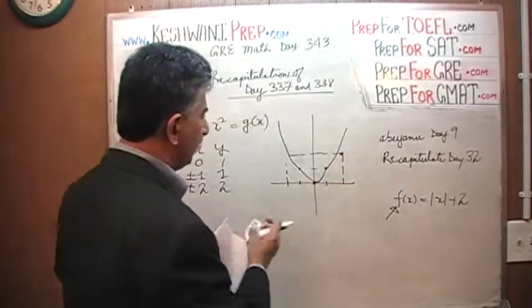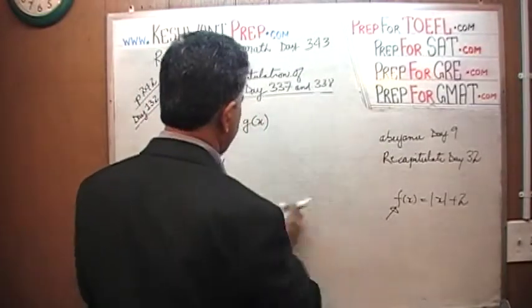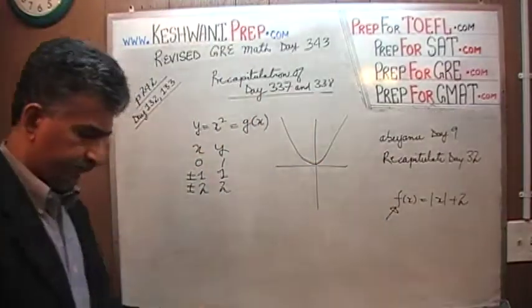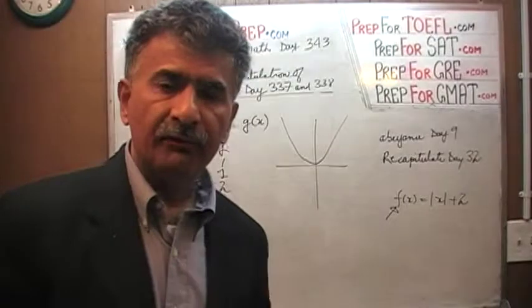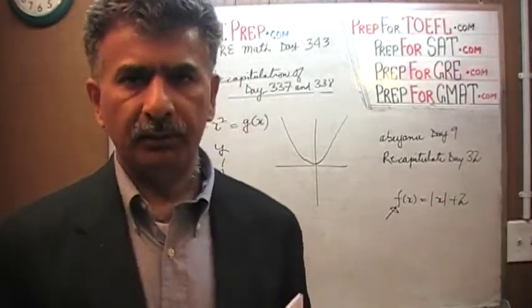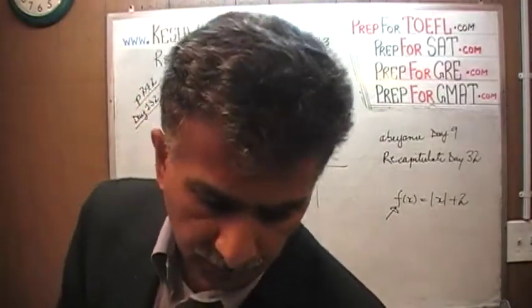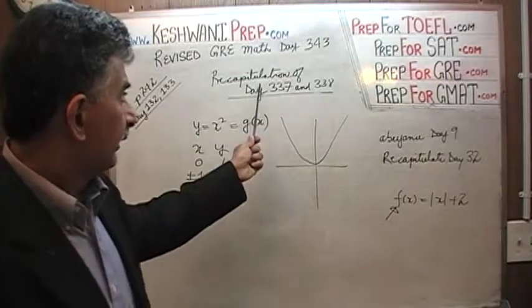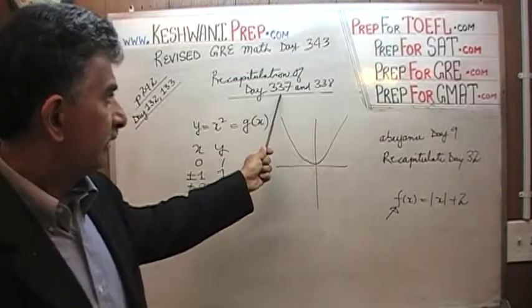This is our standard parabola. I'm not going to bother with it. This is our standard parabola that looks like this. The question is, what happens when you pick it up and you begin to shift it left or right or up or down? That's what we're going to talk about, but not from scratch. We're not learning it for the very first time. This is simply a recapitulation of day number 337 and 338.